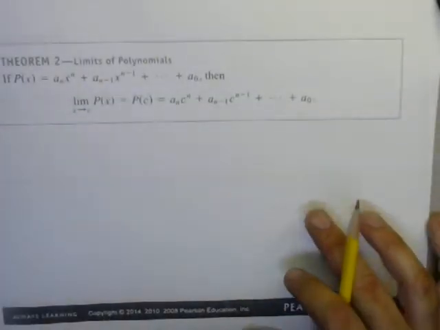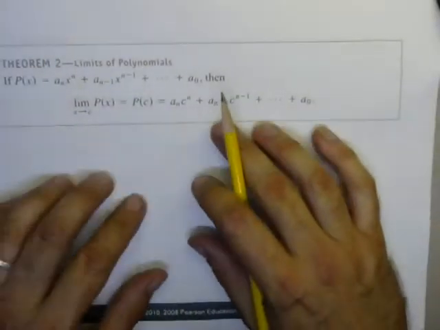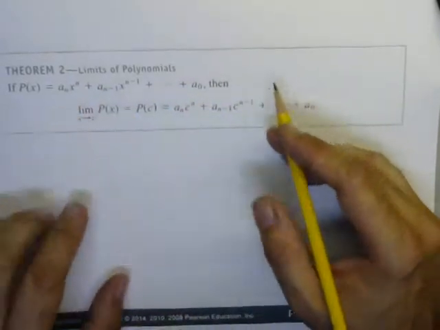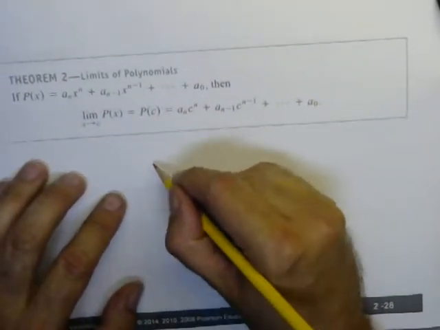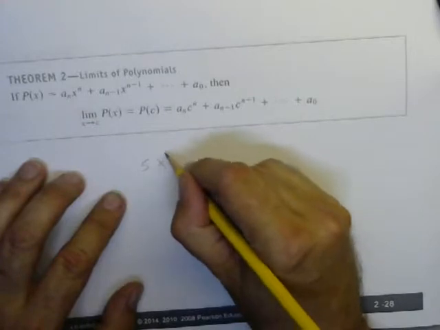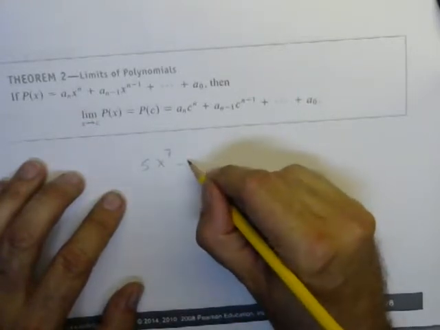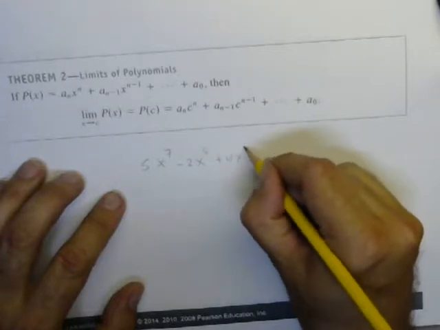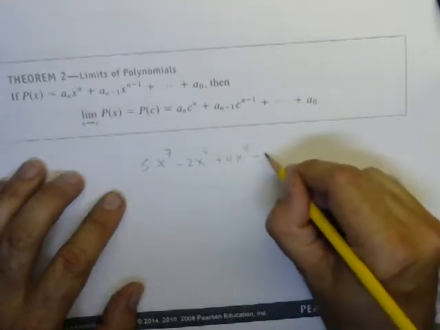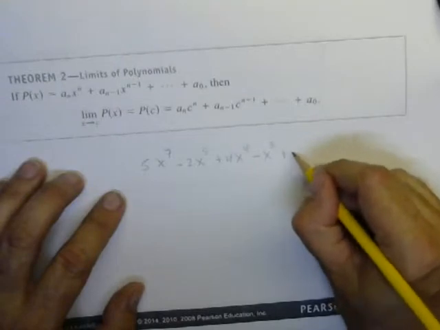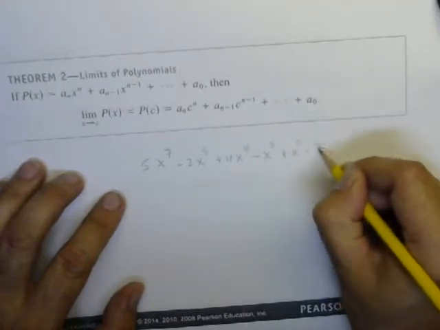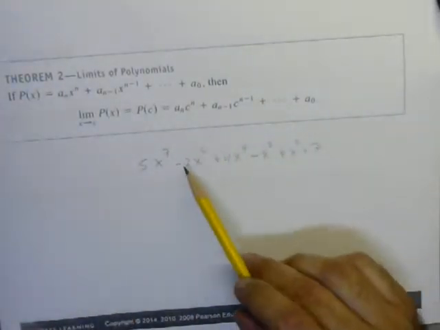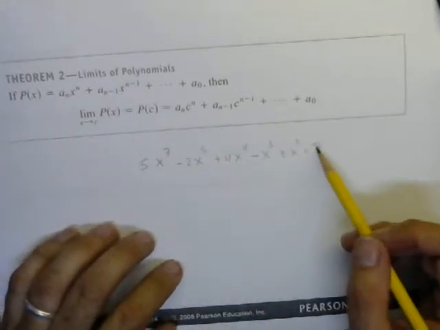So we'll look at some examples of these here in just a minute. But one important theorem here is that if you have a polynomial function, right? Remember, a polynomial function is just something in the form like, say, 5x to the 7th minus 2x to the 5th plus 4x to the 4th minus x cubed plus x squared plus 7. Notice some of the coefficients could be 0, right? There's no x to the 6th term or constant term there.